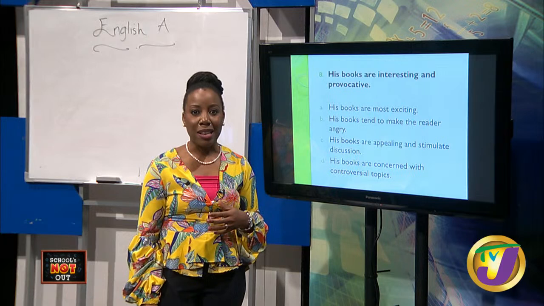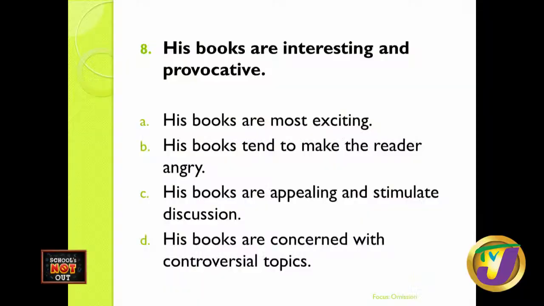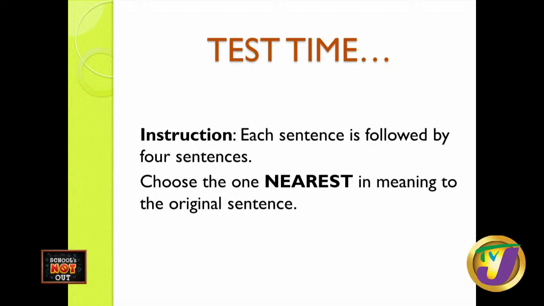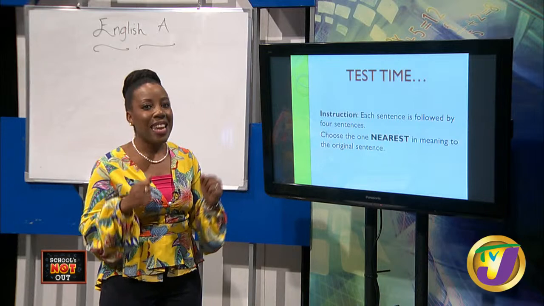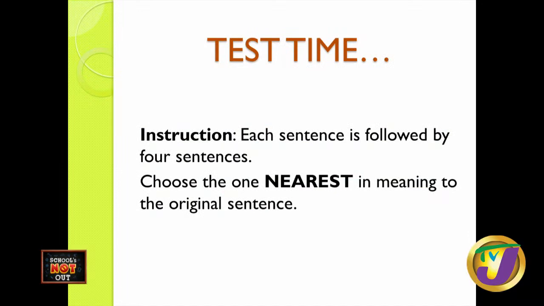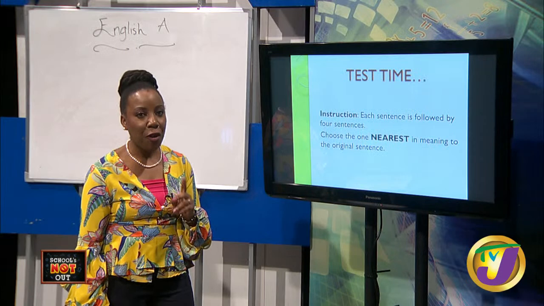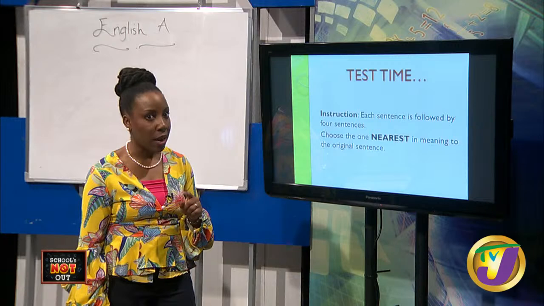All right. Good. Now, back to the excitement. Test time. Your instruction is, each sentence is followed by 4 sentences. Yes, a real multiple choice paper. You need 4 options. Choose the one nearest in meaning to the original sentence. So sometimes half of the sentence may be correct, but the other half doesn't suit. Right? So choose the one that is nearest in meaning.